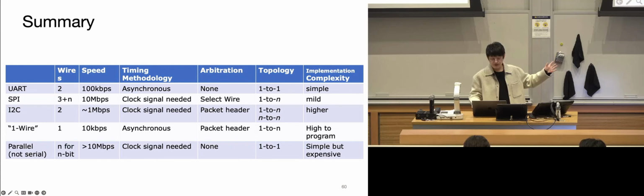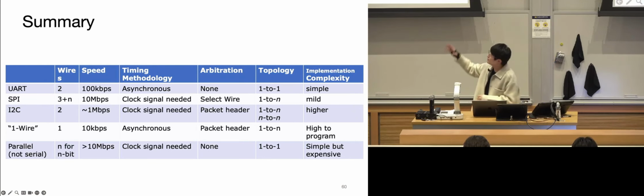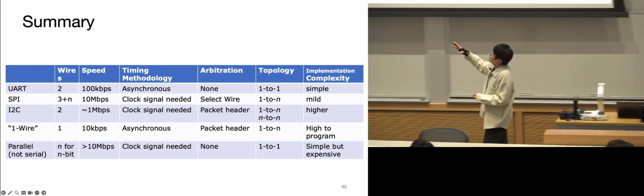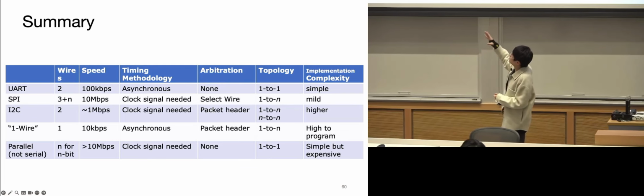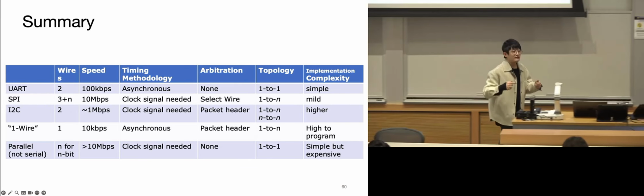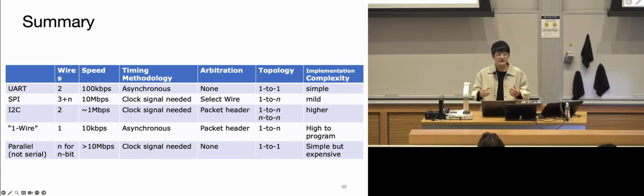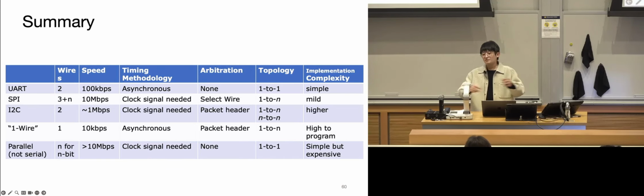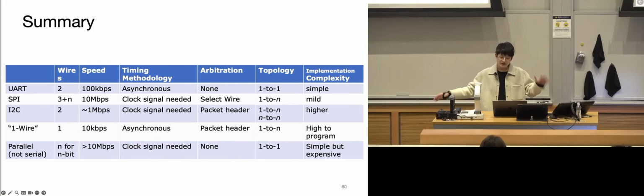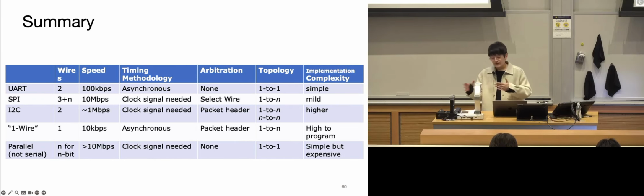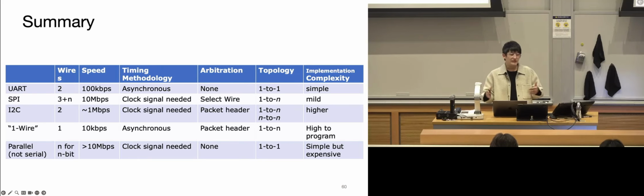This is a summary between them. The wires you need, again, we don't count the ground and the power pins. For the UART, it's 2 wires, RX and TX. The speed is usually slower. It's asynchronous because they don't have a clock to be shared between. It's 1-to-1, and it's quite simple to do. It's usually good for long distance communication. If you have long cables, it's usually good to use this so that any distortion or attenuation of the signals can be more easily handled.